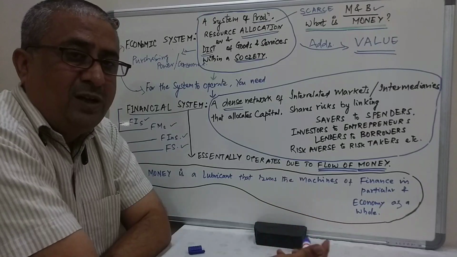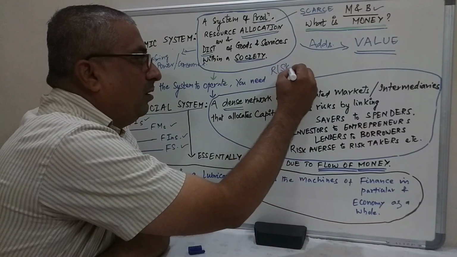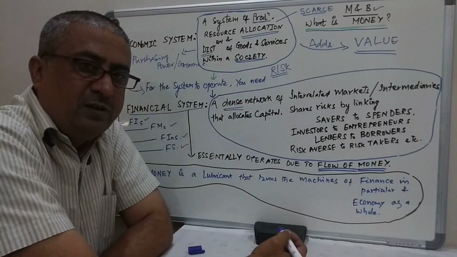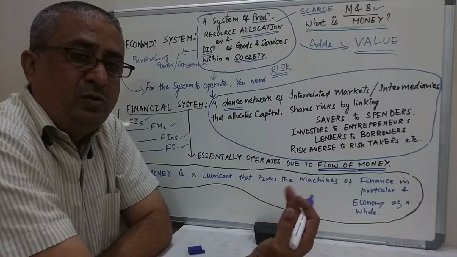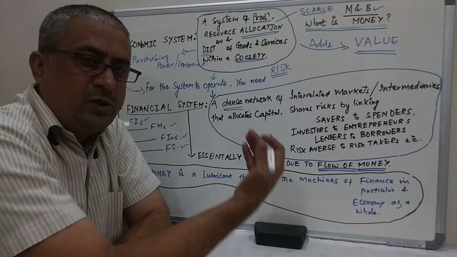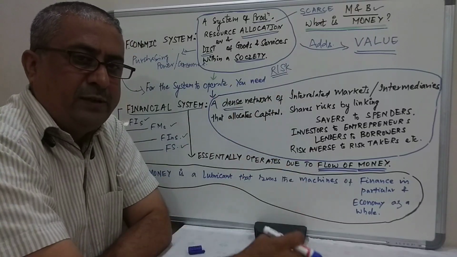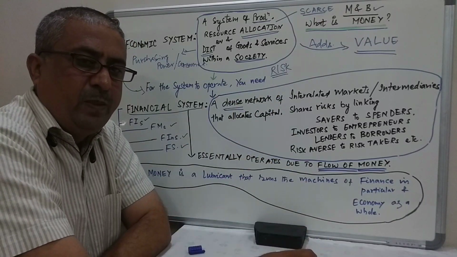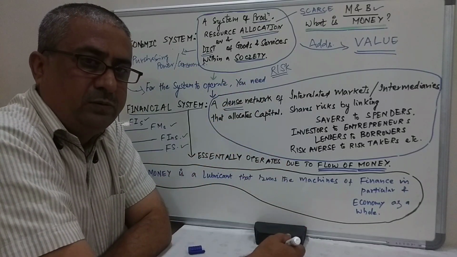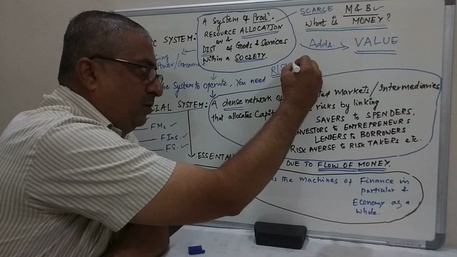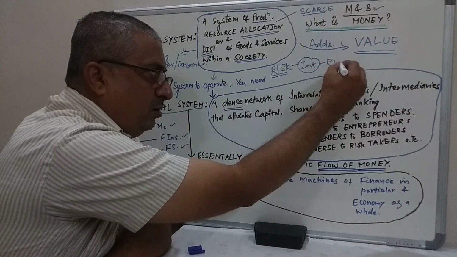What are they doing? They are taking risk. Again, risk. The word risk, however much you dislike it, is going to be used in each and every lecture of finance. They are taking risk. What are they earning? They are earning a certain amount of interest. What is this interest? Interest is the return.